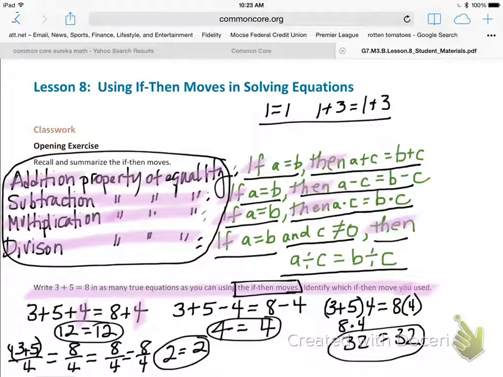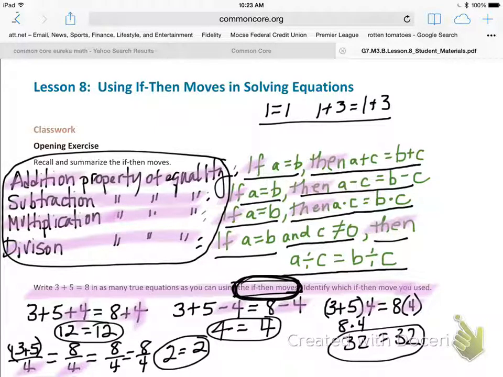to the other. In this case we have multiplied, added 4. Over here we have subtracted 4 or added a negative 4. Over here we have multiplied by 4, both sides, and here we have divided both sides by 4. Okay, it's that whole idea of what you do to one side, you do to the other side. What they're doing is they're giving it a name, and that name is if-then moves.